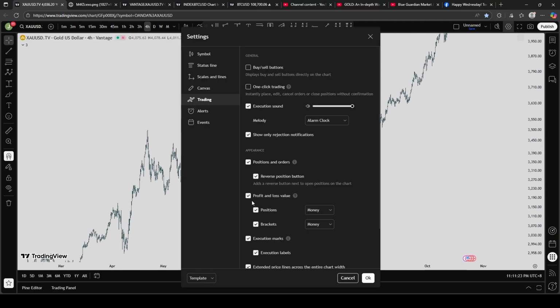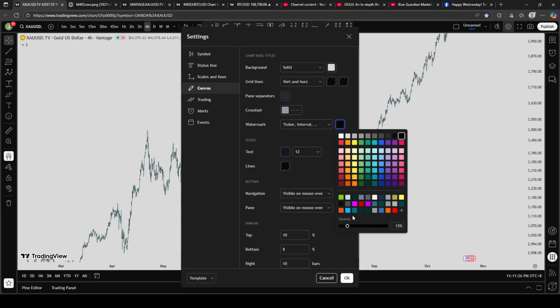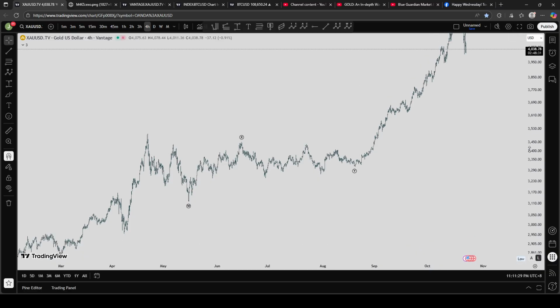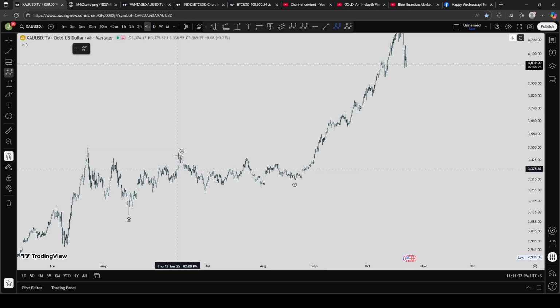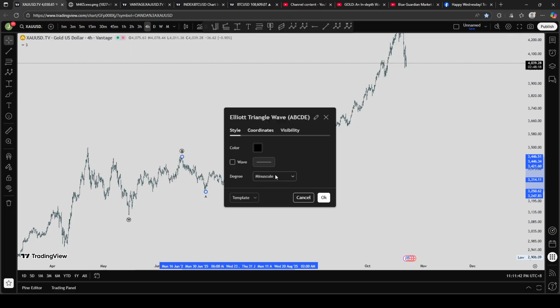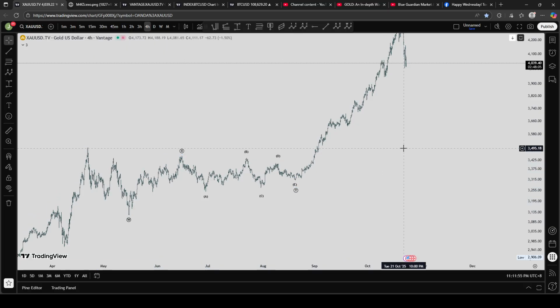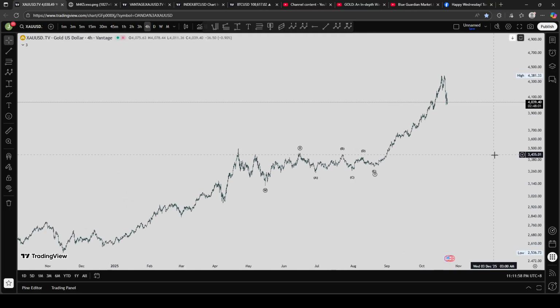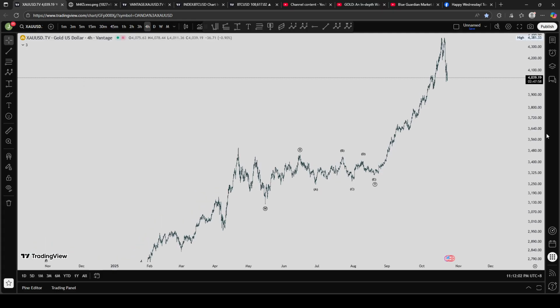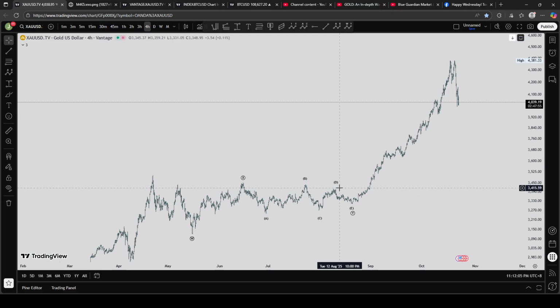So let me just label Y as a triangle. In other words, this will be labeled as A, B, C, D, and E. So I will use this structure first for my projection or for forecasting, and then it will only be confirmed once we see the market test this particular level, which is at the price of wave D.